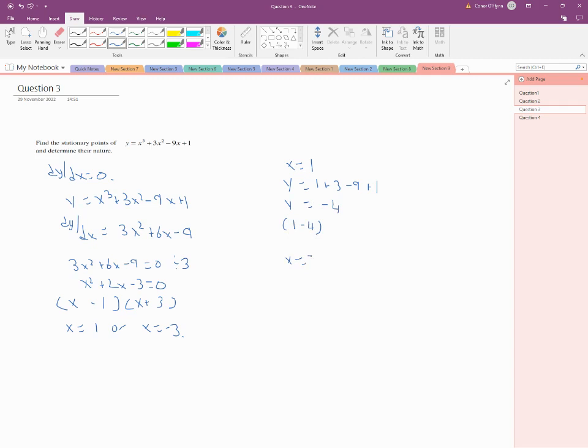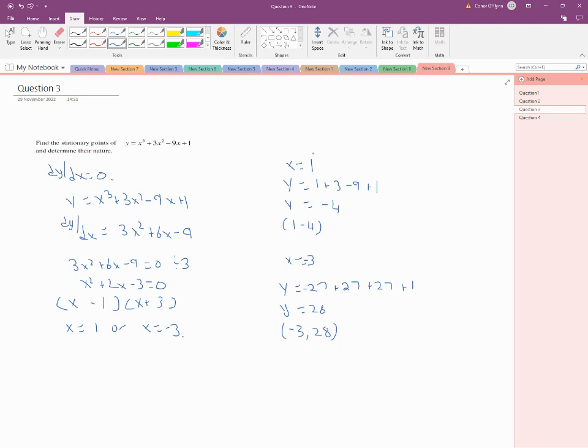And when x equals minus 3, y will equal 3 cubed, 27, plus 3x squared. Oh, sorry, it's minus 3, so fix that up. So it's minus 3 cubed, that'd be minus 27. 3x squared, that'd be plus 27. And plus 27 plus 1. So they'll cancel, so I'll get 28 if I work that out. So that'll be minus 3, 28.